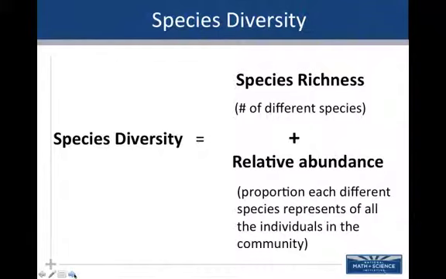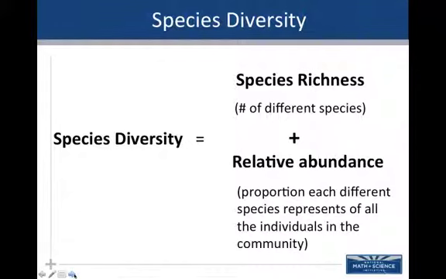So for example, when we go out and we do water quality testing, and we go into a lake and we find 100 leeches, and that's all we find, we do not have a high species diversity going on because we only found one organism and they represent all of the species that are represented in that community. So the two factors that impact species diversity are the species richness, which is the number of different types of organisms, and then the percentage of abundance that they represent in a given area.